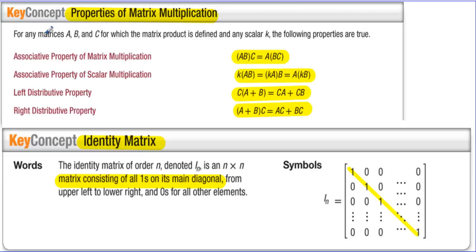Properties of matrix multiplication. For any matrices A, B, and C for which the matrix product is defined, and any scalar k, the following properties are true. We have the associative property of matrix multiplication. You can regroup. Associative property of scalar multiplication. You can regroup with multiplying by a scalar. We have a left distributive property. C times A plus B, you can distribute, and a right distributive property. You can distribute on the right also.